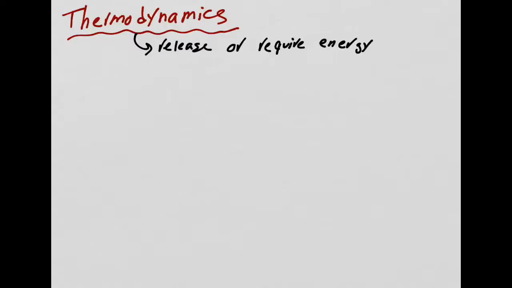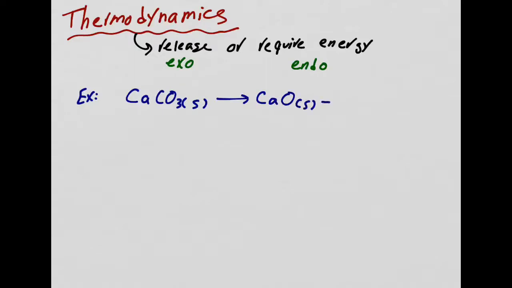When it releases energy, what do we call that? We call that an exothermic reaction. And if it requires energy, we call it an endothermic reaction. Okay. Now, let's give you an example. Calcium carbonate over time can decompose to calcium oxide plus carbon dioxide gas.